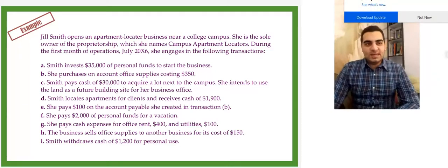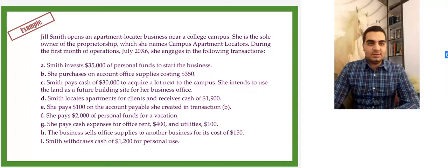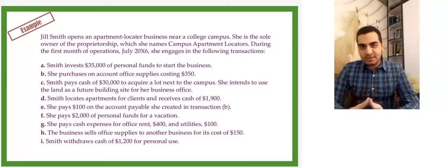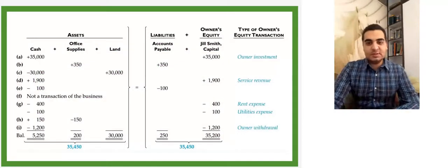The next transaction, she pays $2,000 of personal funds for a vacation. As you might notice, this transaction doesn't concern our business, our company. So we're not going to record this transaction. We're going to ignore it, skip it, because it's a personal transaction.